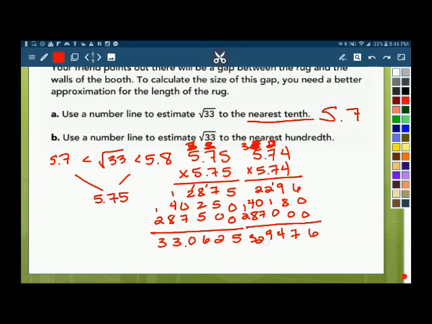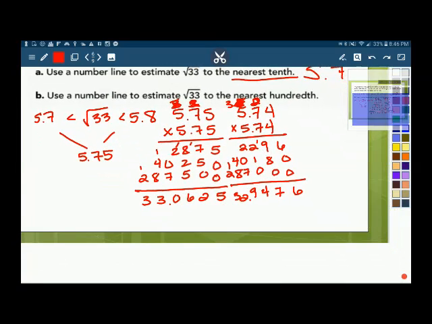Okay, there we go. All right, so I'm between 33.0625 and 32.947. So I need to know which one of those numbers is closest to 33 to figure out if I want to choose 5.74 or 5.75. Okay, so I'm just going to do some subtraction here. Just the bigger number minus the smaller because we just want to find distance.